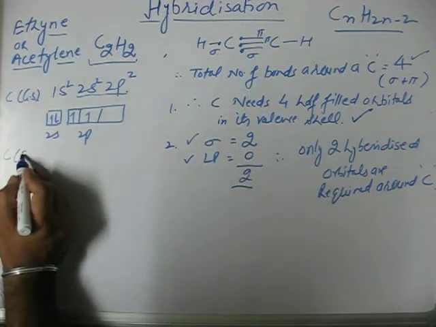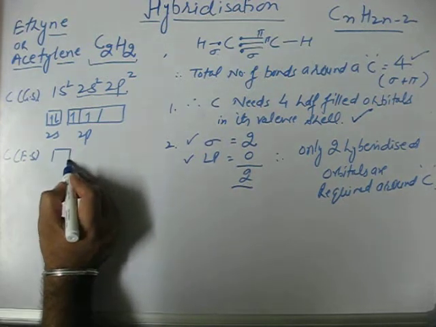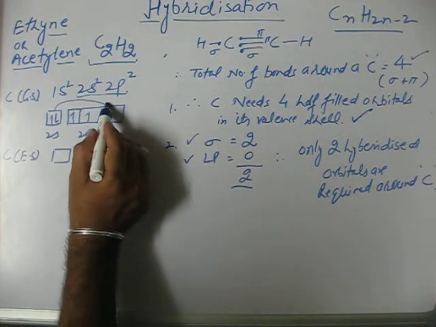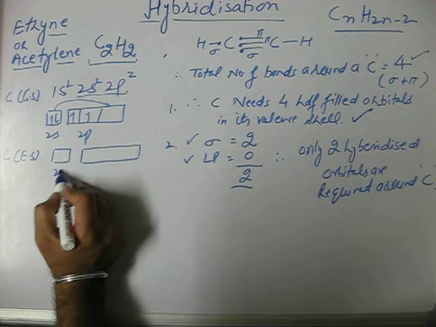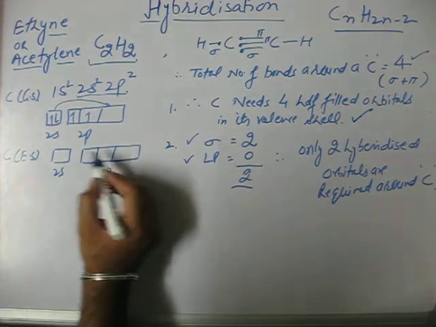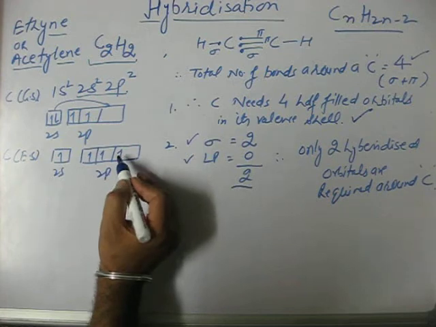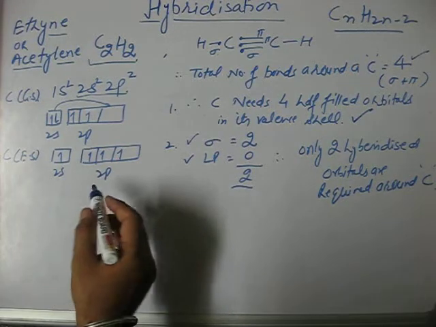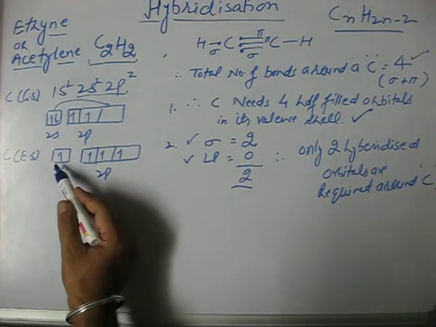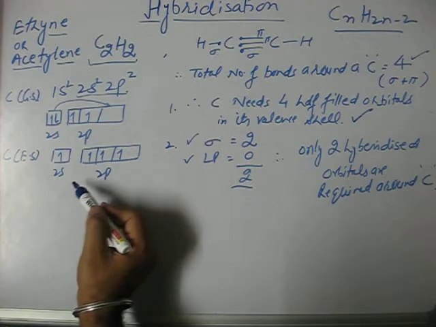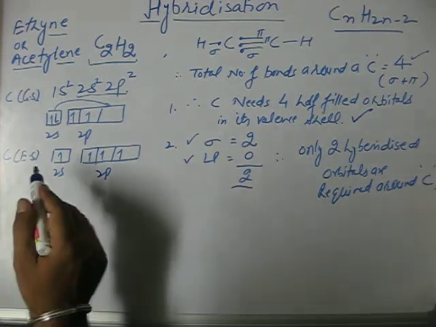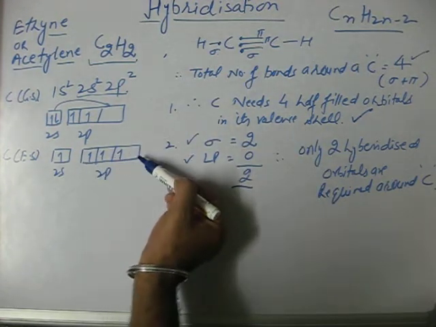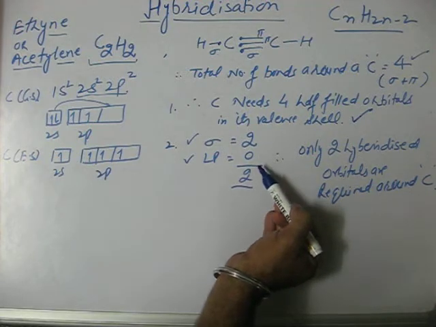So carbon has to move to an excited state during the formation of bonds. For that purpose, one electron from 2s will be shifted to a nearly same energy 2p orbital, so that now you can see there are 4 half-filled orbitals in the valence shell of carbon. But we know bonding cannot take place at this stage because these 4 are not of the same energy and same shape, right? So we need to hybridize them. But before that, you can see this condition is satisfied. Now we have 4 half-filled orbitals in the valence shell.